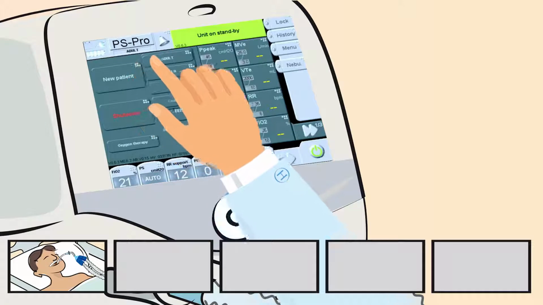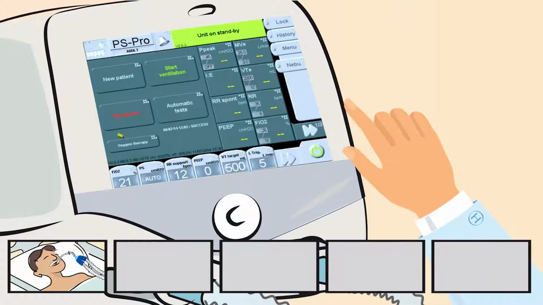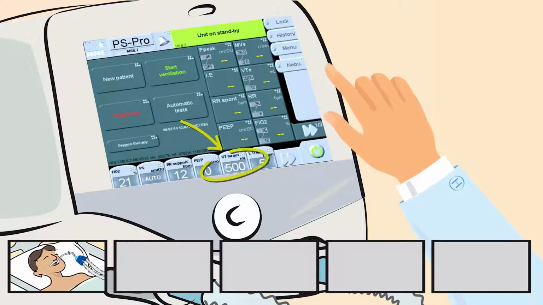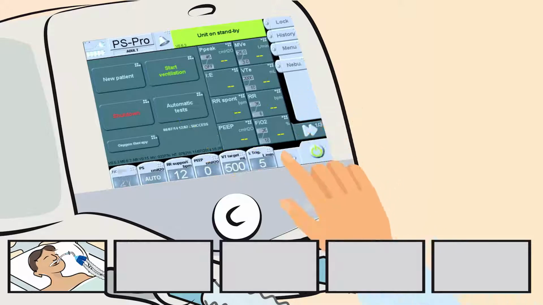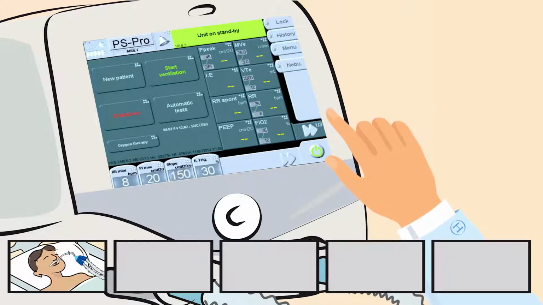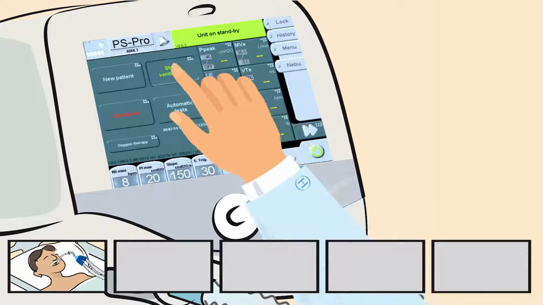Very easy to set. The ventilation is secured through 3 parameters: the respiratory rate, the targeted tidal volume, and the maximum inspiratory pressure. Usually, the respiratory rate and the targeted VT are the same as the one used during surgery.